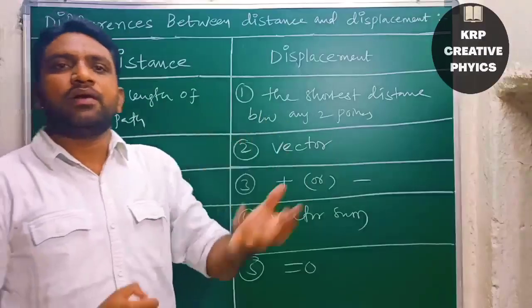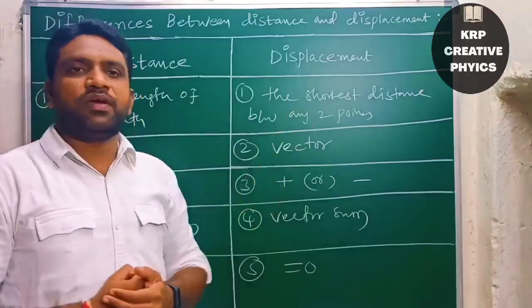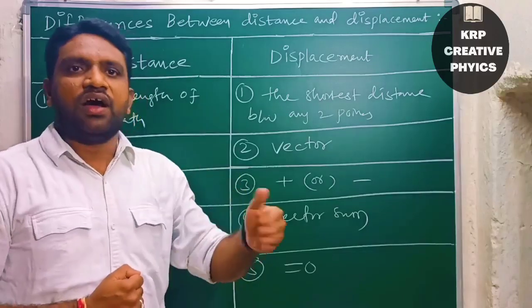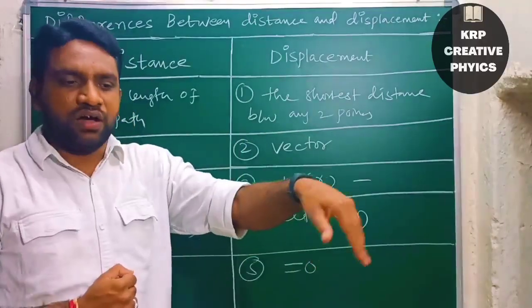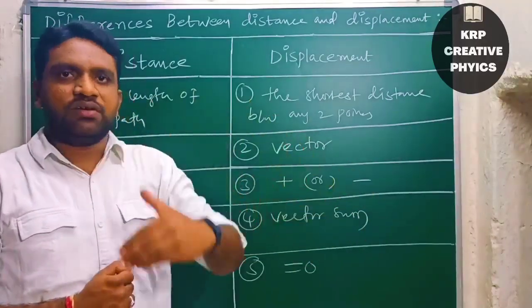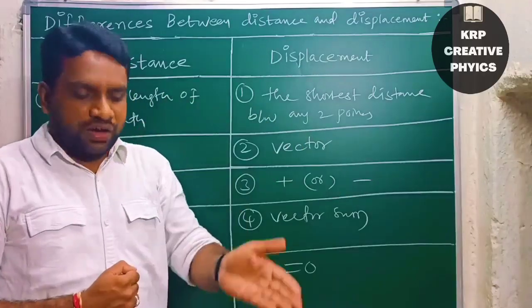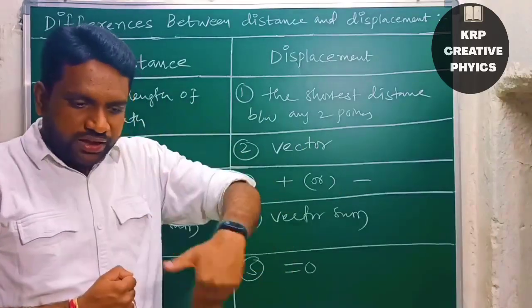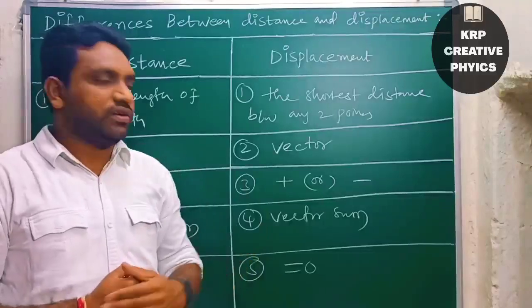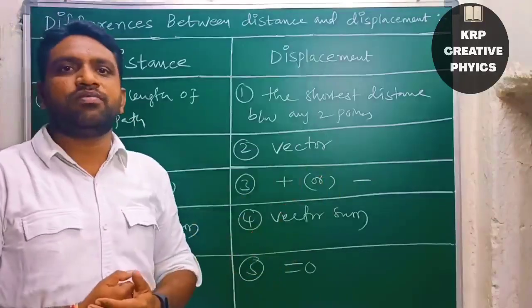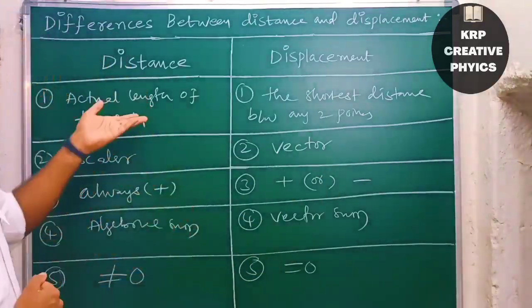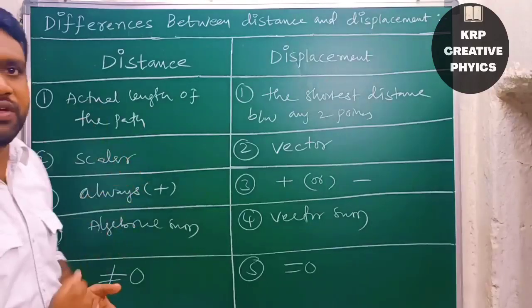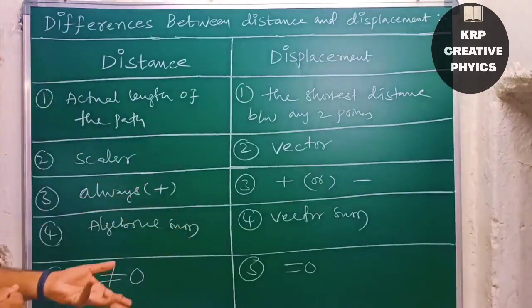Displacement may become 0 when the object comes back to the original position, or if the object, after traveling a certain distance, finally reaches its initial position. In that case displacement becomes 0. But what about distance here? We need to consider everything, so distance does not become 0.